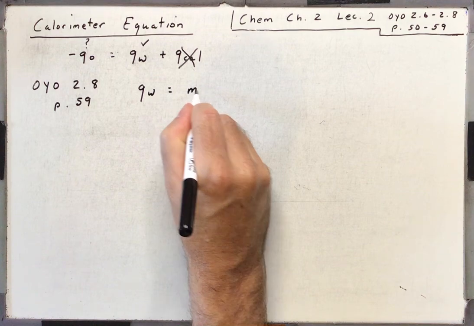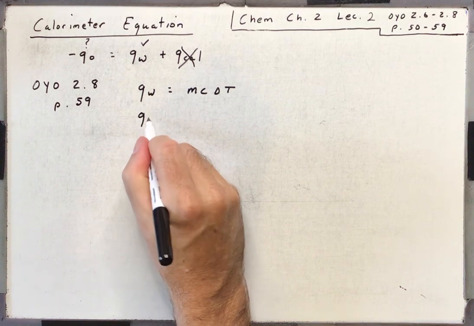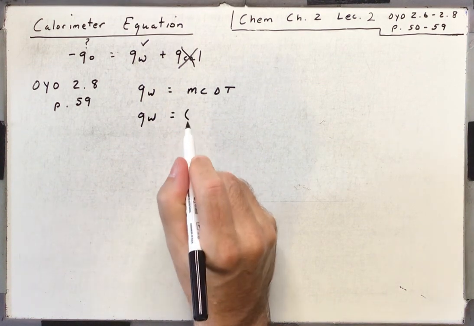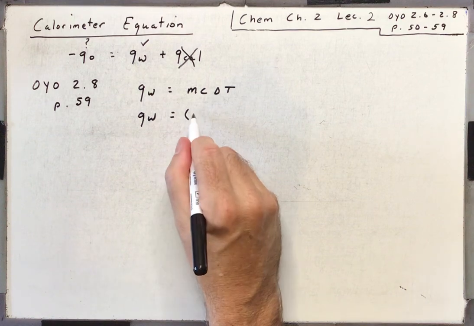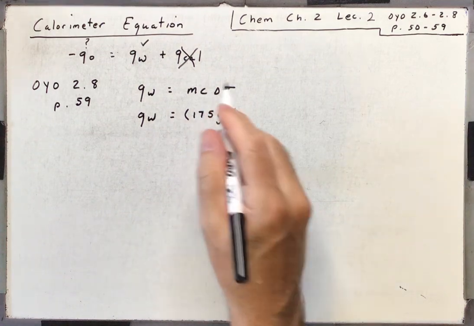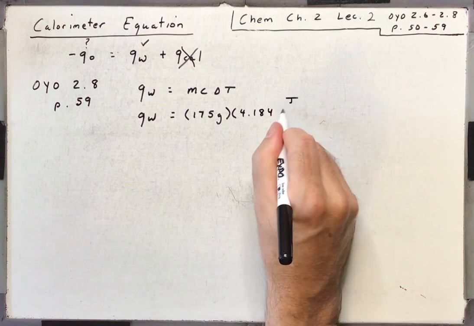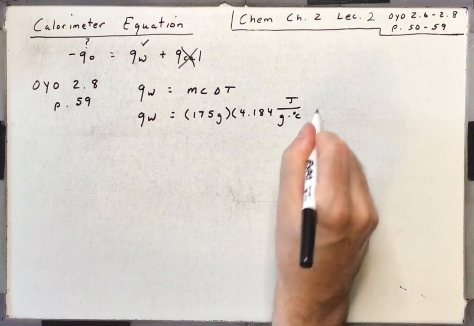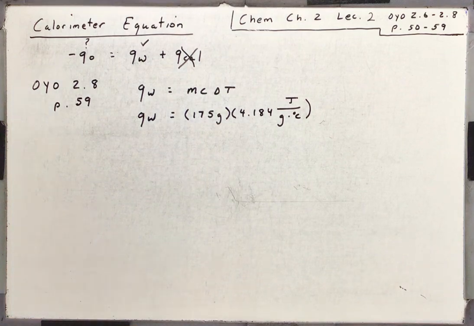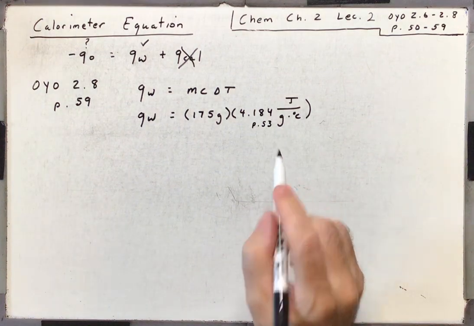The Q of the water is equal to MC delta T for the water. All right, Q of the water. Let's look at the problem. The mass of the water is 175 grams. That's just reading right through. Now the specific heat of water is 4.184 joules divided by grams times degrees Celsius. Now that's a number in your book. It's listed in bold type on page 53. All right, that's on page 53. You're going to use it so much you'll have it memorized.